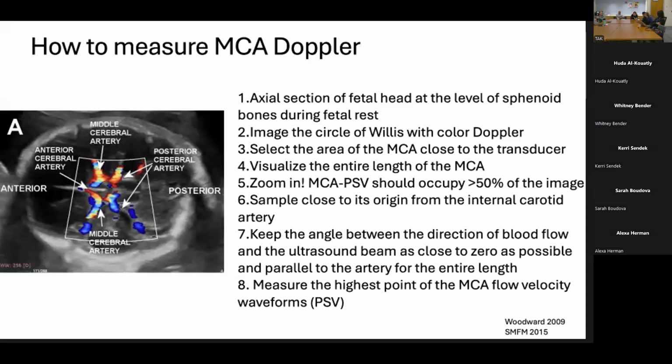When measuring the middle cerebral artery, you need to rotate a little bit to keep the artery completely vertical. So this picture is a little bit rotated, and go a little bit this way. Keep it completely vertical to your color. So you have that angle, 0 degree.